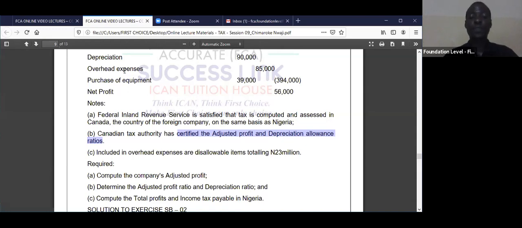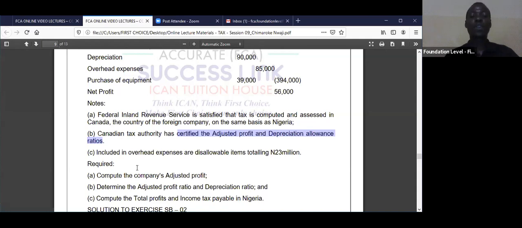Now I said be careful of overhead expenses included. Now look at that word, not comprise. I say be praying for word included. Included in the overhead expenses are disallowable items totaling 23 million. They just told you disallowable items. If they have listed all the things and they didn't put the word disallowable, just know that all of them are going to be disallowed. I say when you see the word including or included and they give you parts of it, know that those parts are disallowed. But when you hear comprise, look out for the allowed.